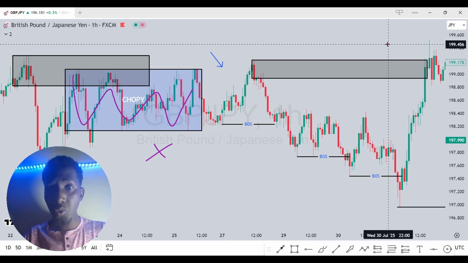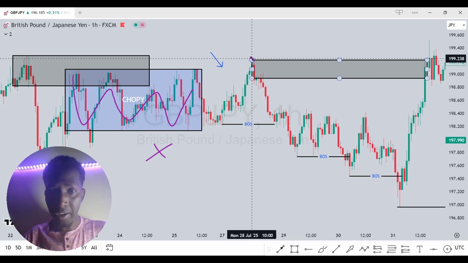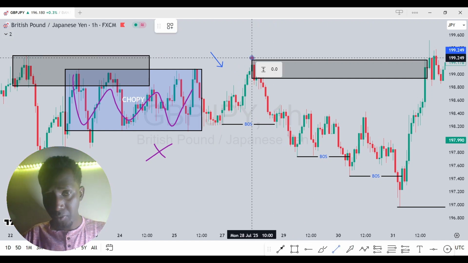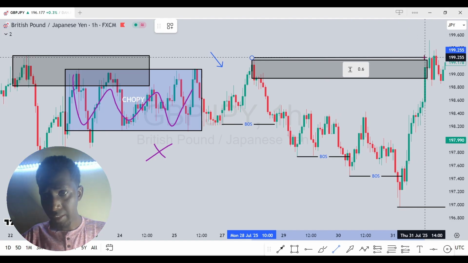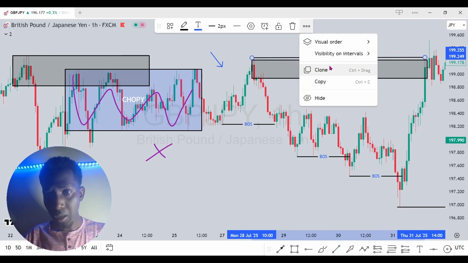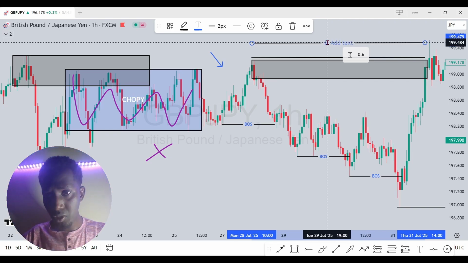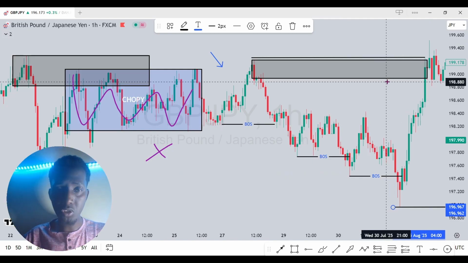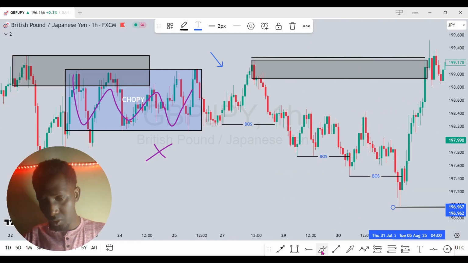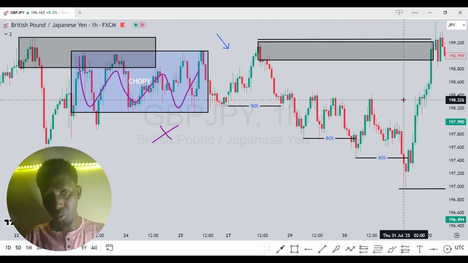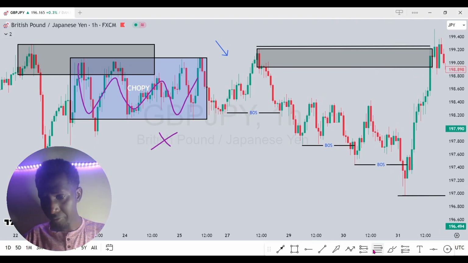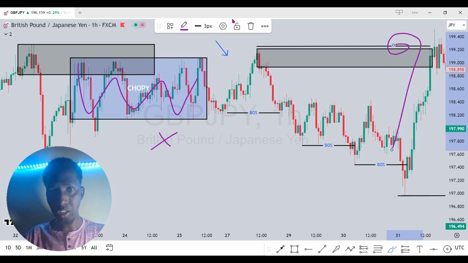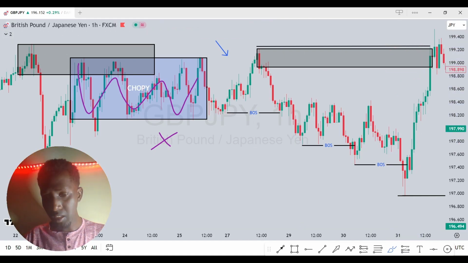And then you wait for institutions to sweep liquidity above your equal high. Remember, this area will be our equal high, above here will be our equal high, and then down here will be our equal low. So you need to wait for institutions to push your price to come to this area, and then you move to the 15 minutes time frame, and then you enter your position without any fear after price replicates. So let's move to the 15 minutes time frame.